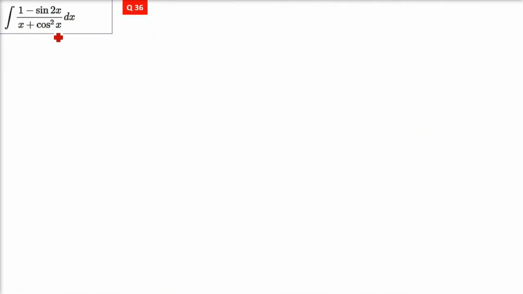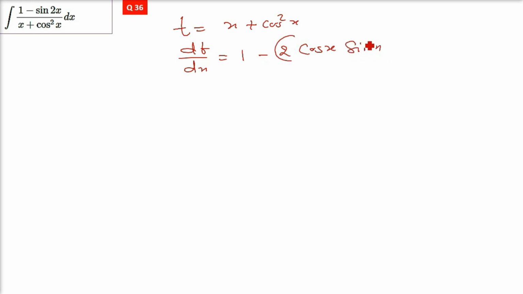Next, this type of question I think we have already done. So just take this x plus cos square x as t. When you differentiate this, dt by dx, x gives 1, cos square x will give 2 cos x, and the derivative of cos x is minus sin x. So I am writing negative here. 1 minus 2 cos x sin x, so you can just write it as 2 sin x cos x, which is sin 2x. Let me tell you again. Sin 2 theta is 2 sin theta by 2 cos theta by 2.